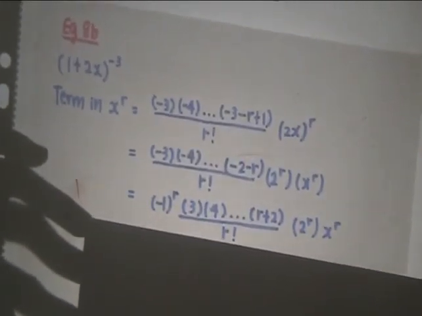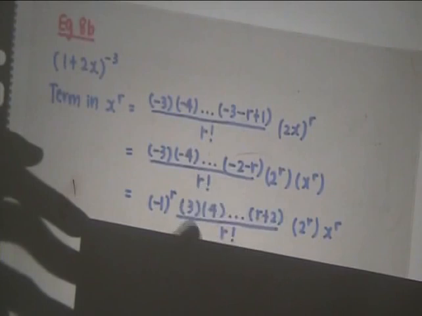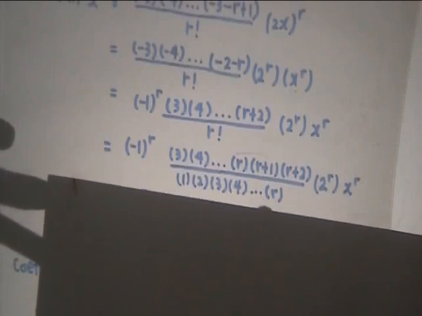After this, I need to simplify this part. I can try to write more terms so that you can see what I'm trying to do. So same thing, I'll be left with minus 1 to the power of r. And then the numerator, I can write it as 3 times 4 all the way to r times r plus 1 times r plus 2, and 2 to the power of r and x to the power of r remains. The denominator, I can write it as r factorial. So r factorial can be written as 1 times 2 times 3 times 4 all the way to r.